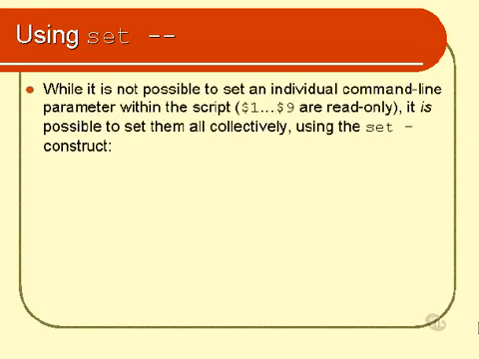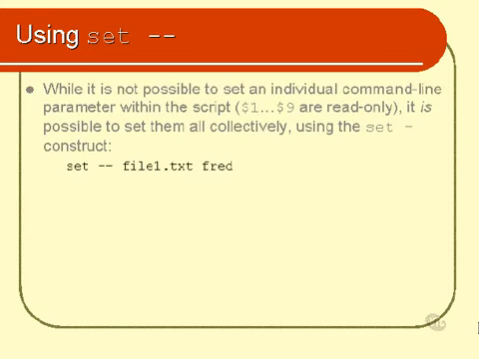Another somewhat advanced command line parameter manipulation technique is the use of the set -- command. There is a command called set. It's a built-in shell command, and it's used to set the command line parameters for the shell that is currently being processed. Now, I have actually mentioned earlier that $1 through $9 are read-only, which means you can't set them individually. However, you can set them collectively using set --.